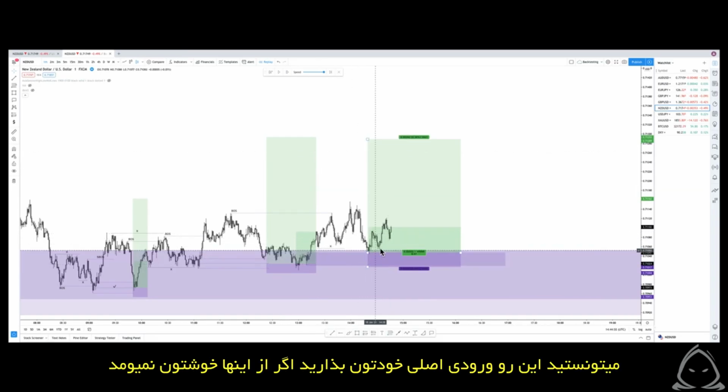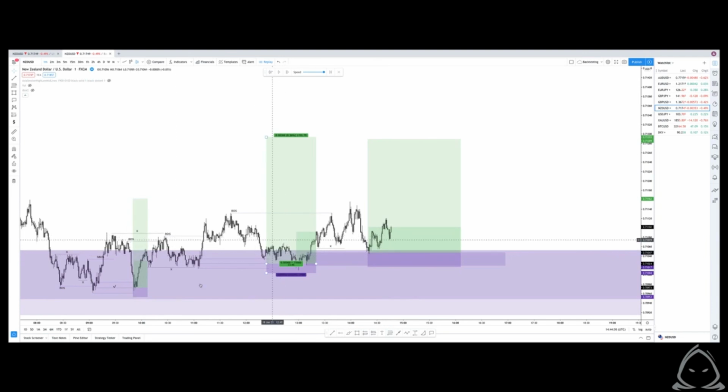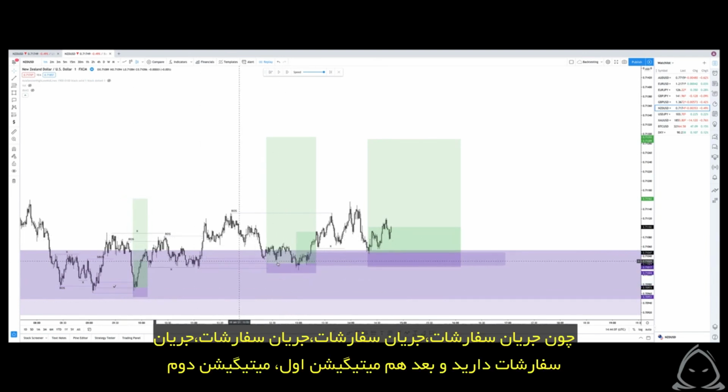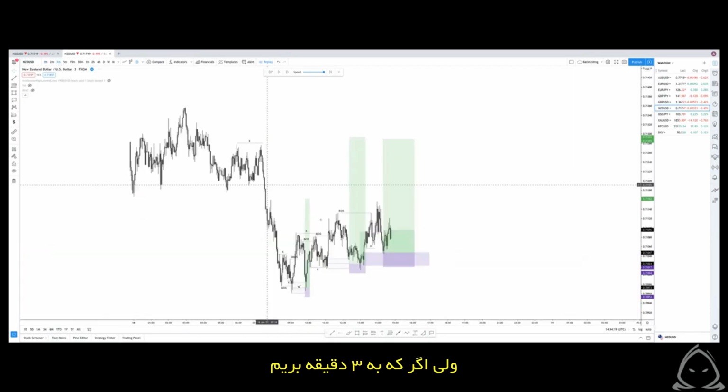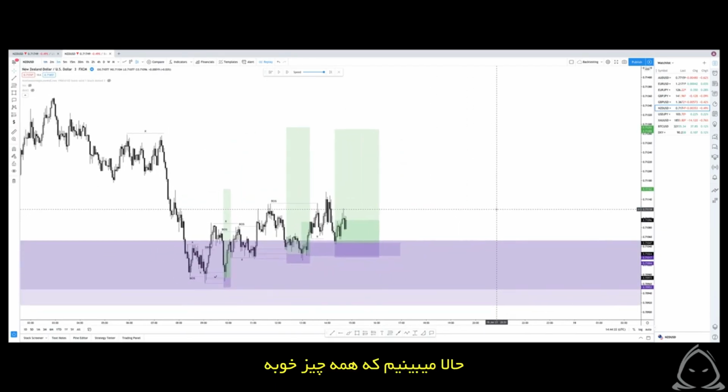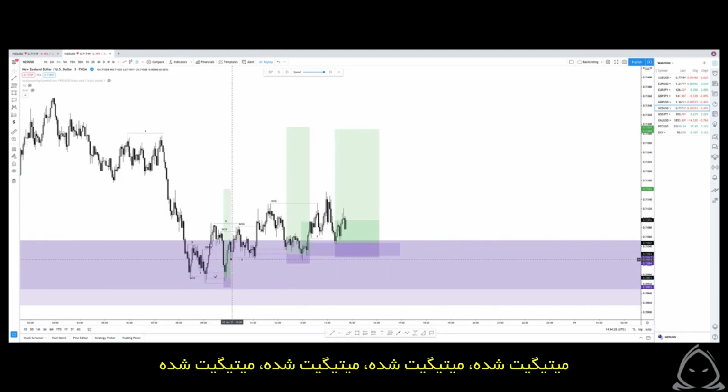You could have taken this as your actual initial entry if you didn't like these, because now you've seen order flow, order flow, order flow. You've got mitigation 1, mitigation 2 because you swept the liquidity, then mitigation 3, breaker structure, drop liquidity, mitigation 4, we literally came down to some imbalance. But if you go on the 3 minute, you can now see how everything's healthy. Mitigated, mitigated, mitigated, mitigated.